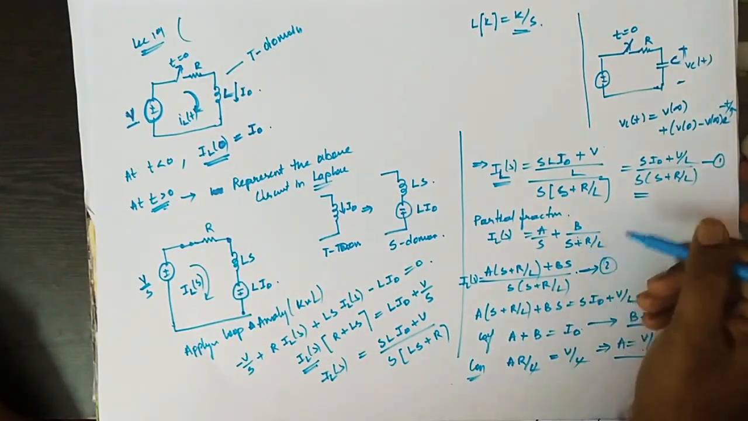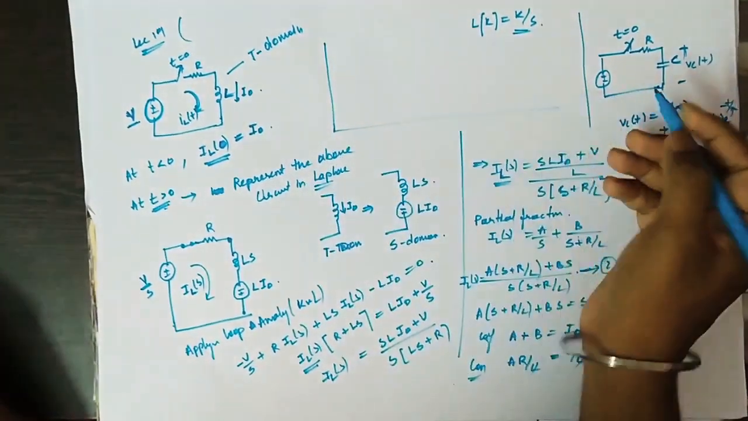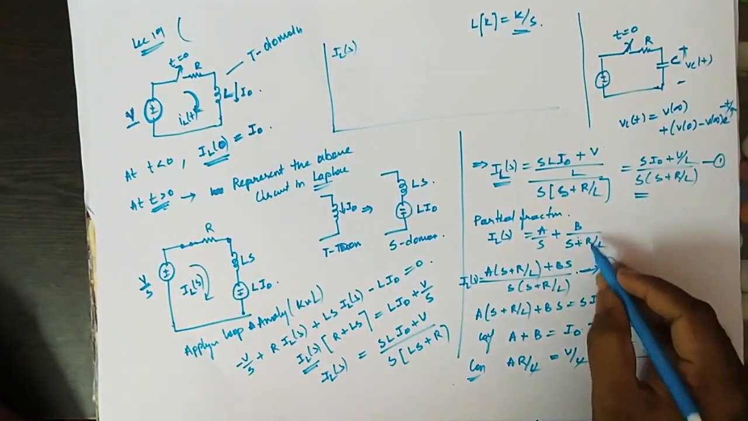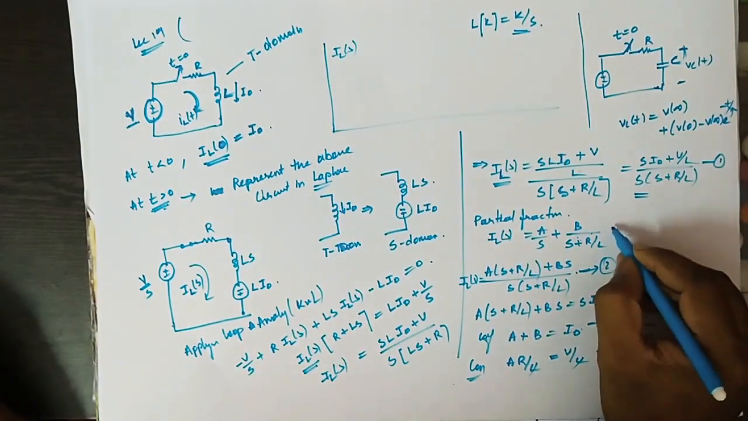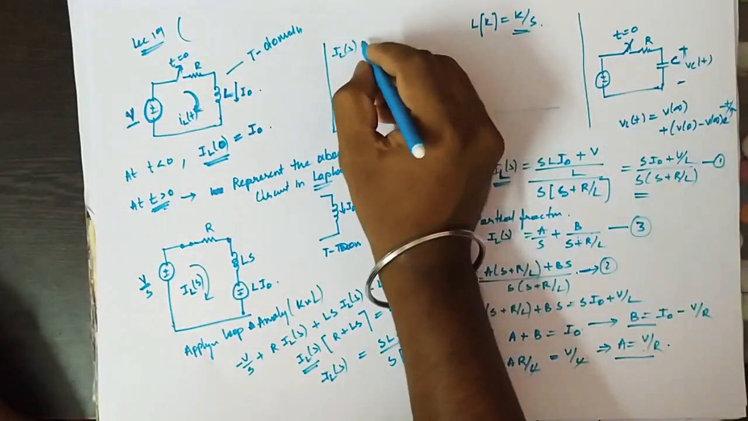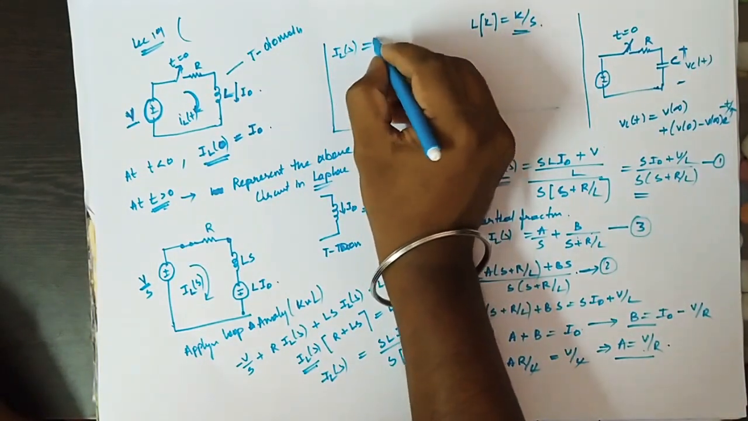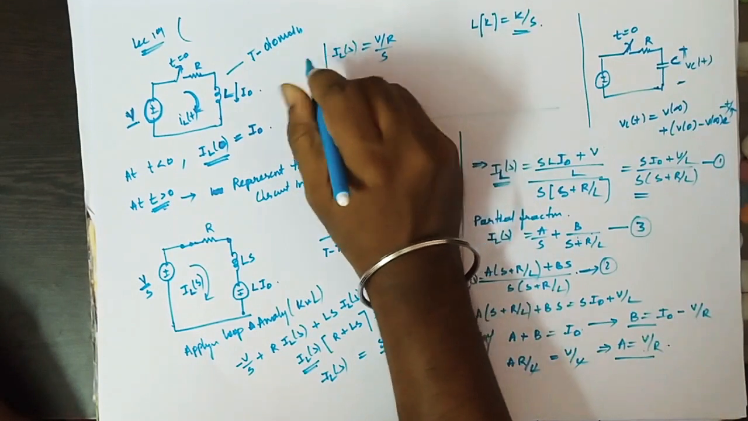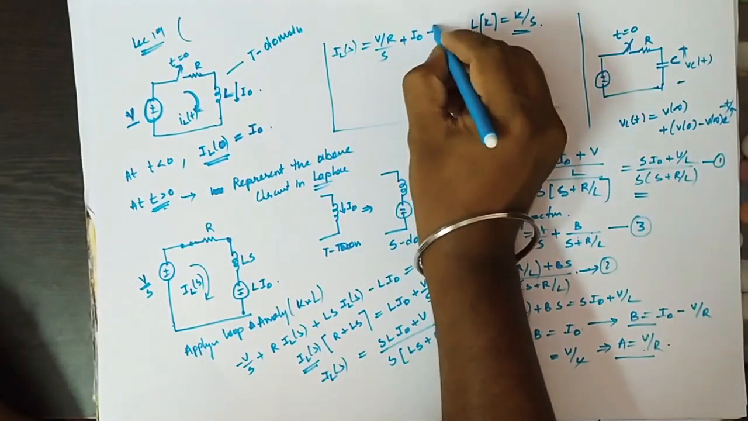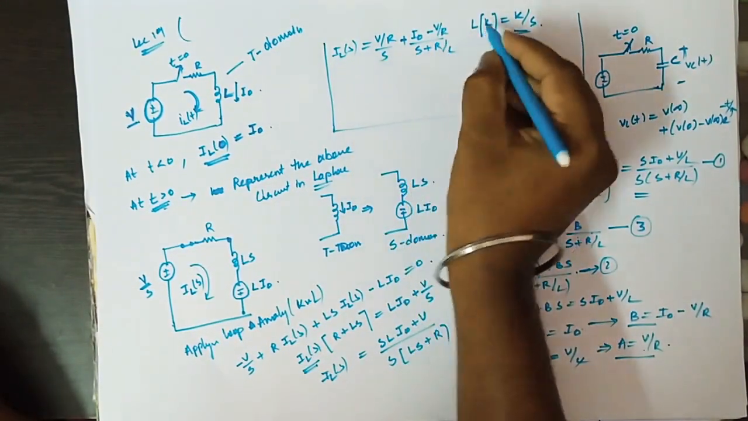So finally you will be obtaining IL of S equal to, substituting A and B in this equation. Let us take this equation as 3. Substitute A and B in 3. You will be getting IL of S equals (V by R) by S plus (I naught minus V by R) by (S plus R by L).